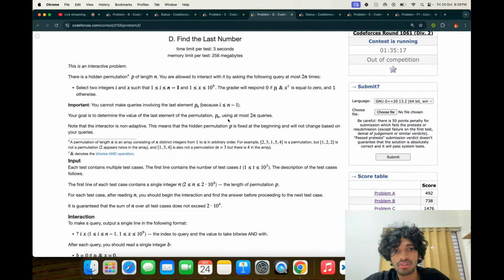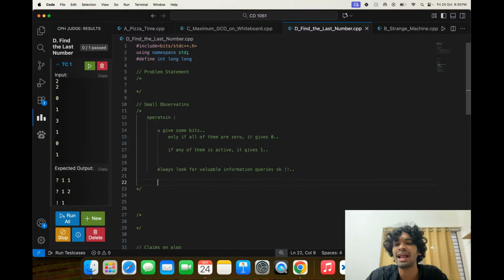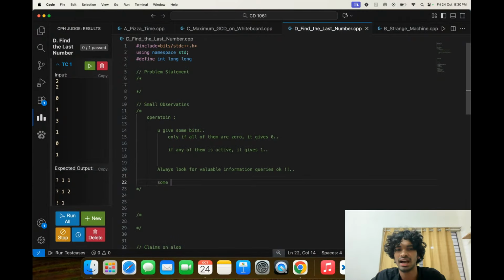X is greater than or equal to 1 and less than or equal to 10 in n, but n is small, so the permutation would be small. In interactive problems, always look for valuable information queries. I don't know what's valuable information. What's valuable information?